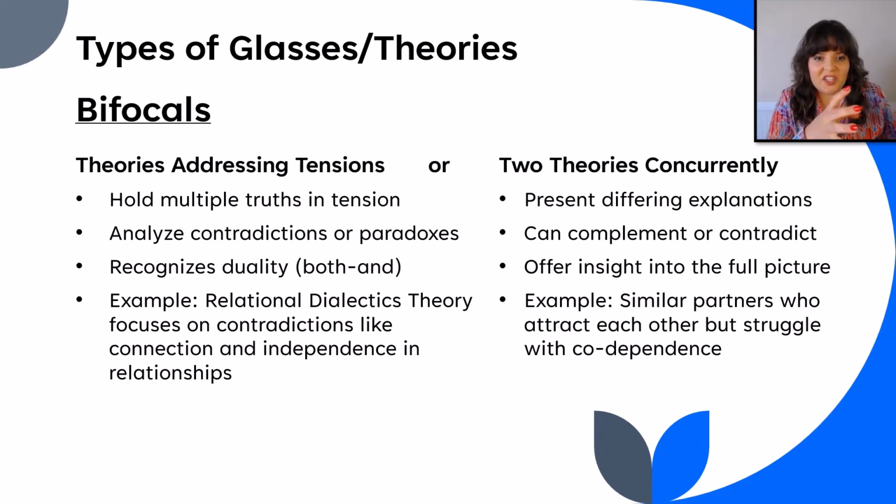Our bifocal could be theories that are addressing tension, so holding multiple truths in tension with each other, analyzing contradictions and paradoxes, and recognizing that dualities exist where both/and are true. An example of this is relational dialectics theory, which focuses on the contradictions in our social relationships, mostly our interpersonal and intimate relationships. A contradiction is that we often really want connection with a person, but we also want independence at the same time. And those things can be in conflict with each other, and both can be true at the same time.